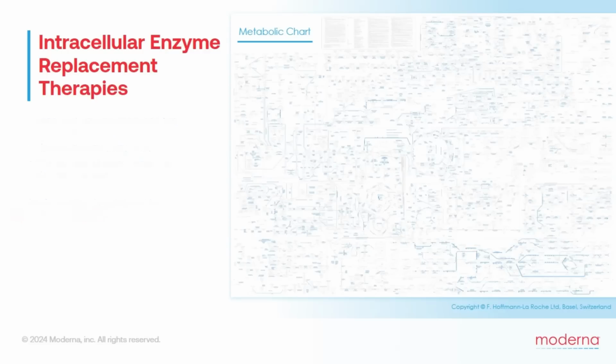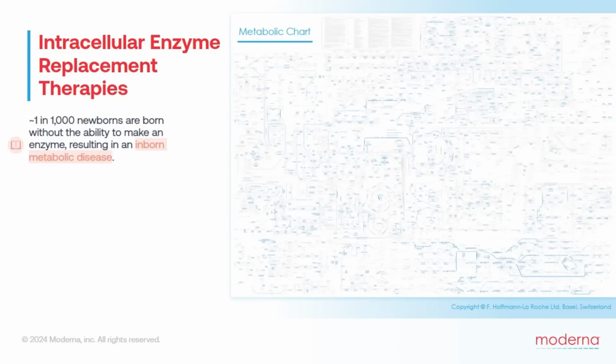It is estimated that around 1 in 1,000 newborns are born without the ability to make one of the metabolic enzymes shown on this chart. Such individuals suffer lifelong complications due to a small fault in their genetic algorithm. There are hundreds of different kinds of these so-called inborn metabolic diseases, dependent on which enzyme or biochemical pathway is affected.